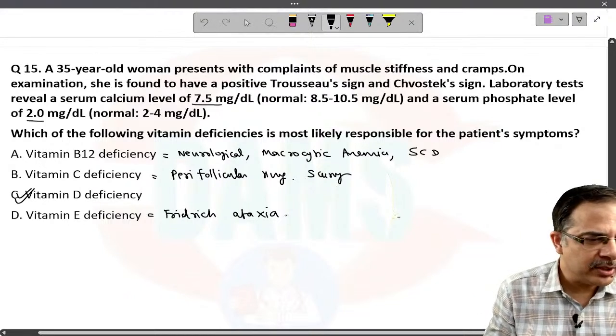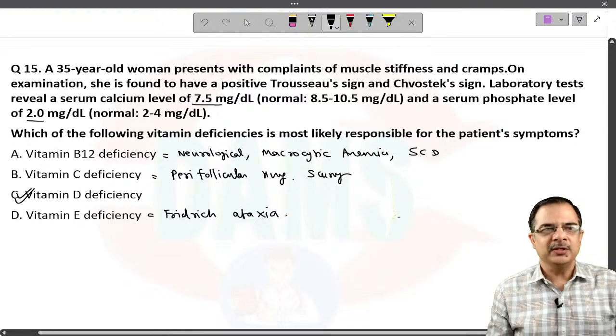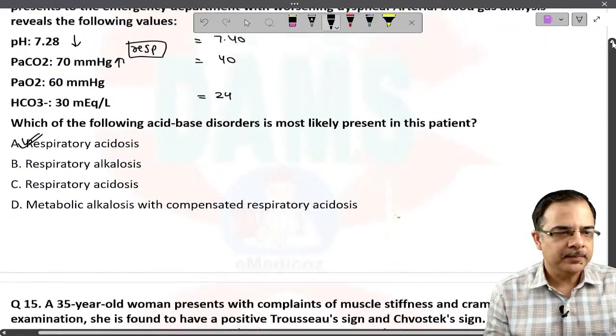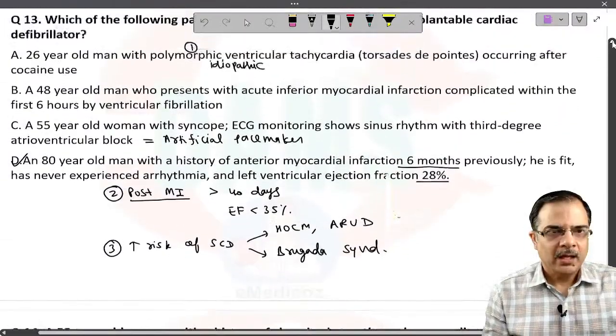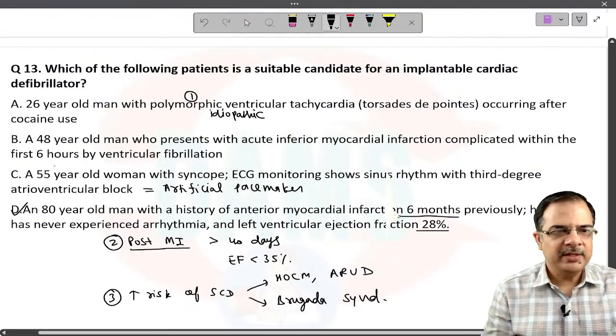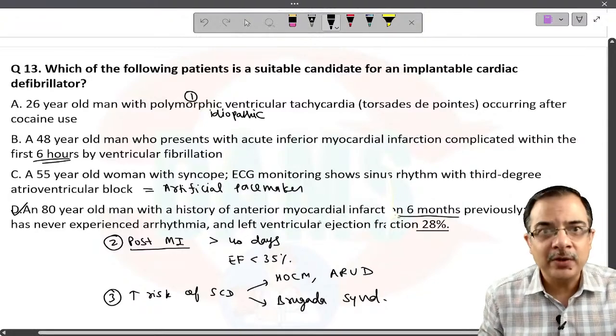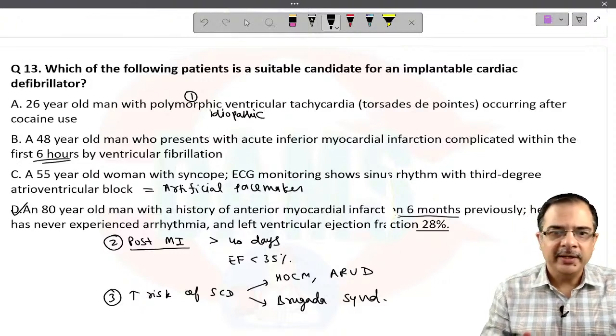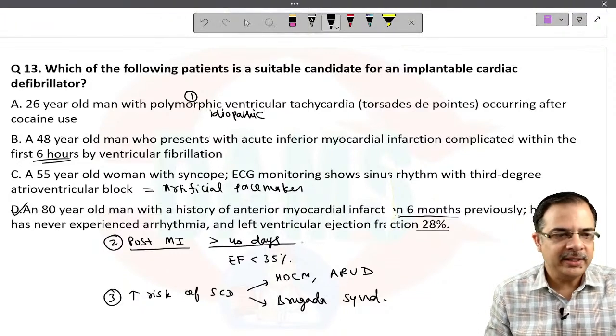Question number 13, why can't B be the answer? Let me see what question 13 is. It is acute MI within 6 hours. No, within 6 hours we will not give an ICD device. It is only after 40 days that there is an indication.